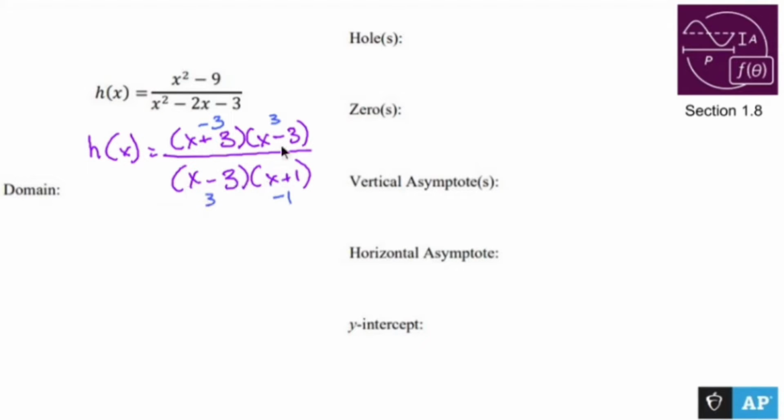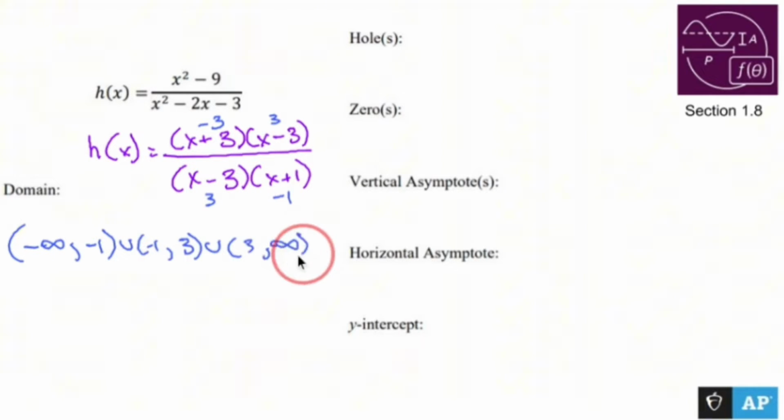And if you're thinking, well, what about these? Aren't these going to cross out? Yeah, kind of, but the original problem looks like this, and so we have to take into consideration the original problem before we cross anything out. So I'm not allowed to plug in -1, and I'm not allowed to plug in 3. So the domain is going to be everything up until -1, -1 to 3, union, and 3 on to infinity.